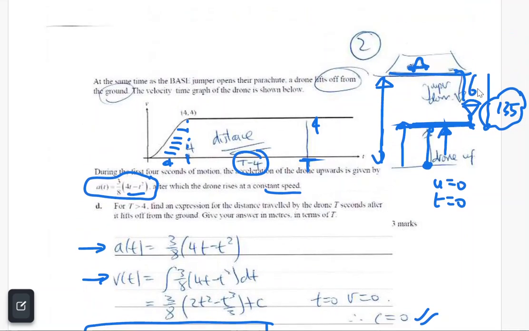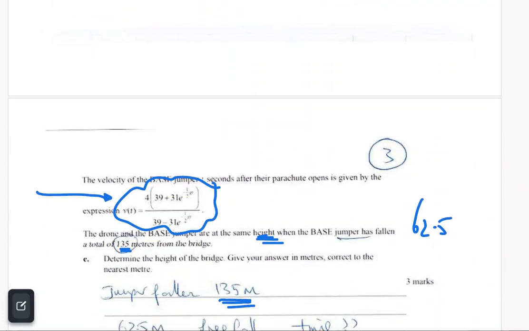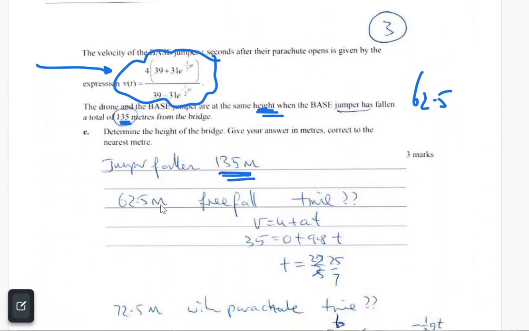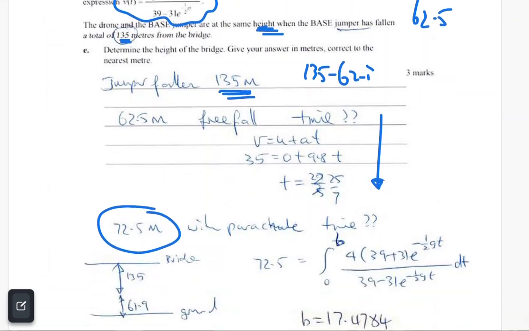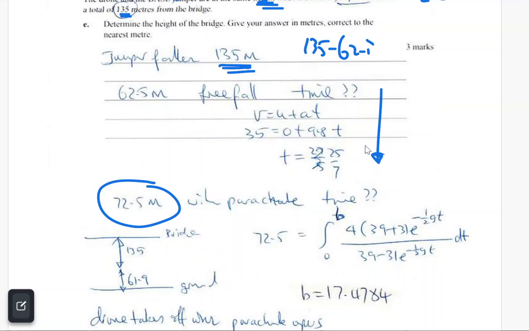The first bit was 62.5. So 135 minus 62.5 is 72.5. I found out the time that the parachutist was in free fall. Worked it out, didn't use it though. Find out the time that the parachute was open.